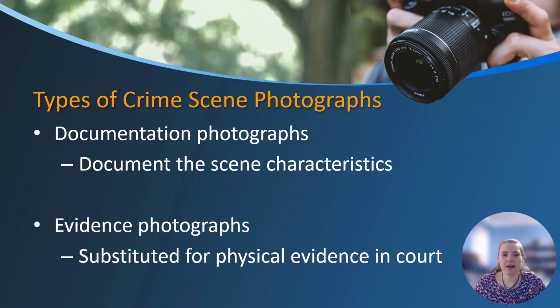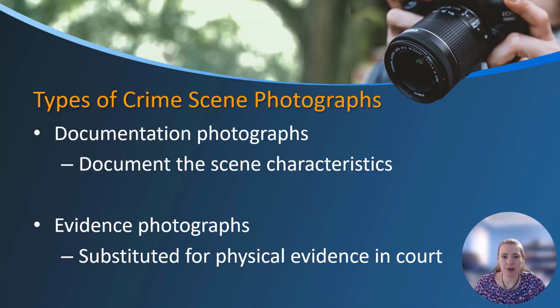When we talk about crime scene photographs, it's important to understand that there are two types of photographs used in crime scene photography. The first and the most often encountered is the documentation photograph. This photograph is not considered evidence by itself, but it will document the location, the position, and any other important characteristics of the scene. This type of photograph can be entered into evidence at court in order to help the trier of fact visualize the scene or a fact in question.